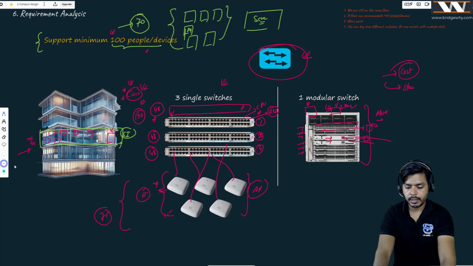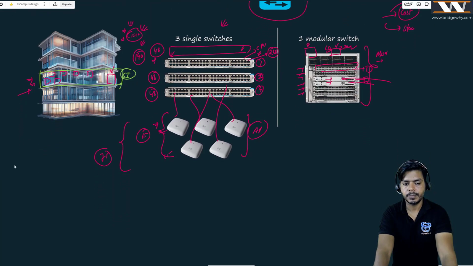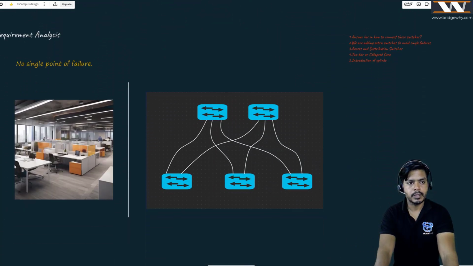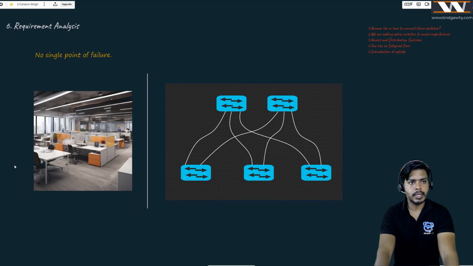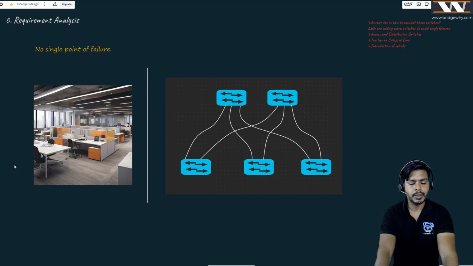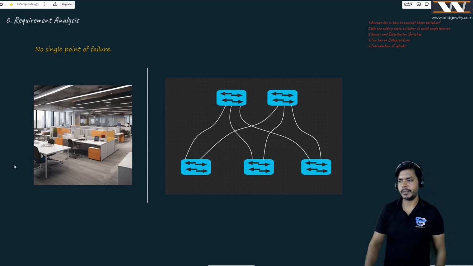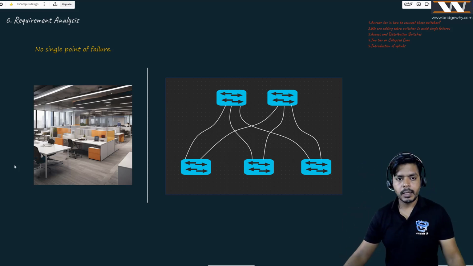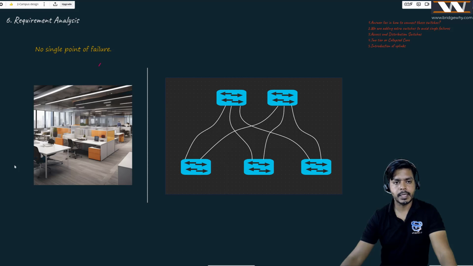Having said that, let's move to the next board, where we will talk about no single point of failure. And that is why we have basically 2 different pictures. On the left hand side, this is what you see. On the right hand side, what you see in that room, right?